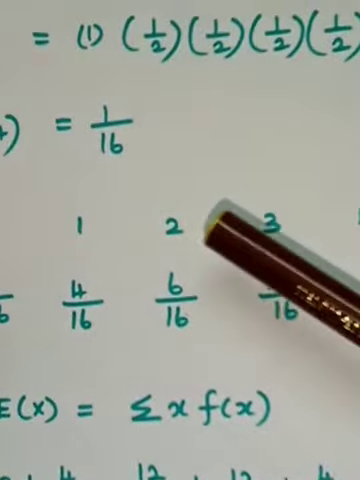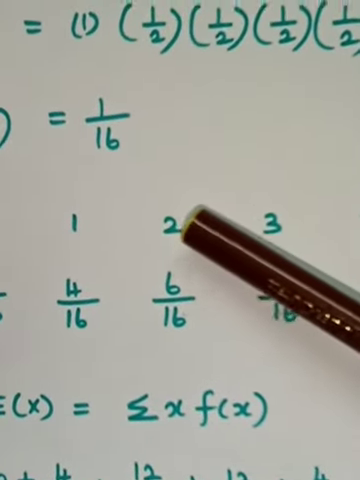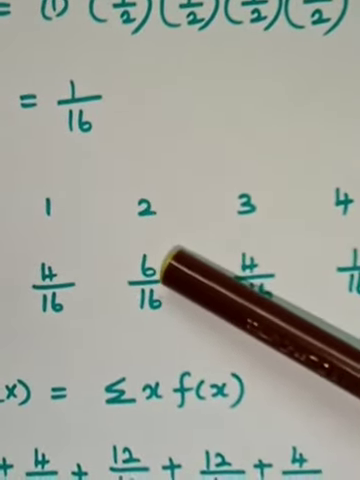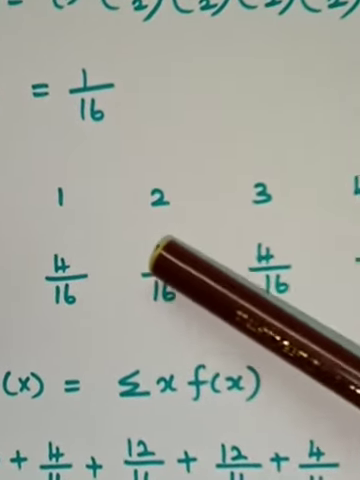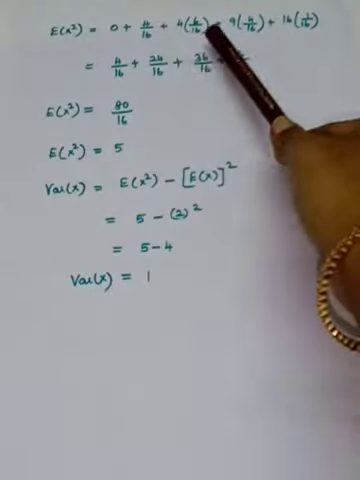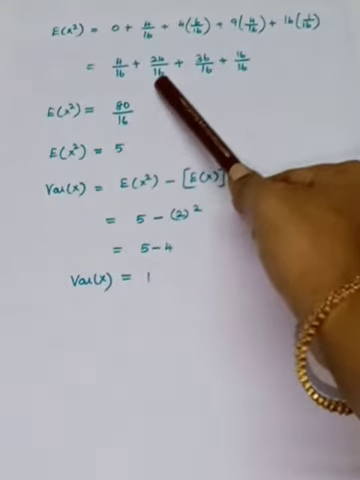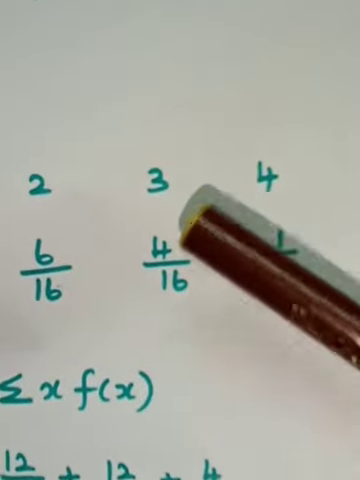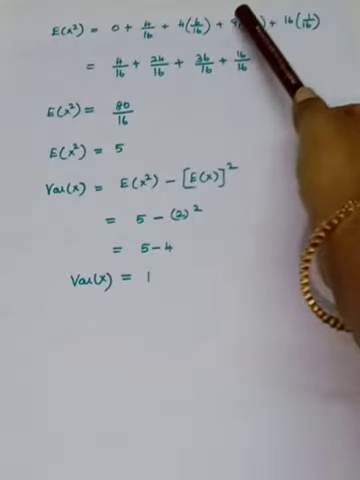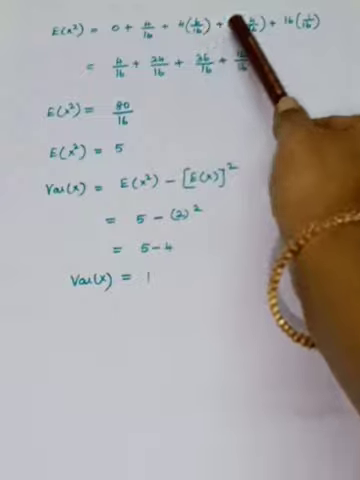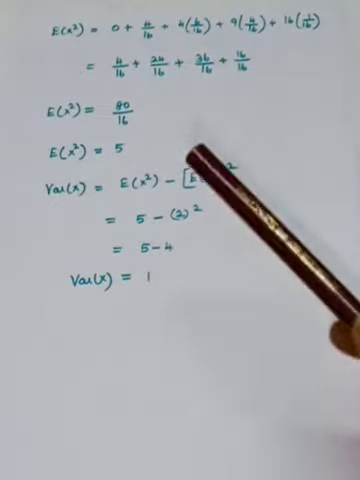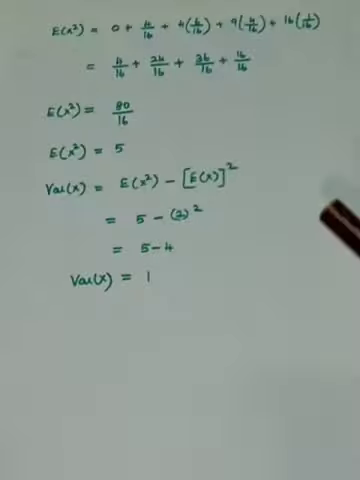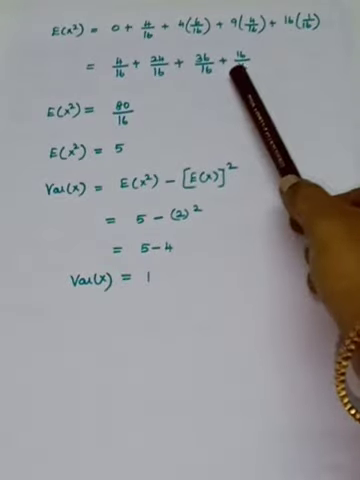Next, the 2 has to be squared. When you square 2, it is 4. 4 into 6 by 16. 4 sixes are 24, so the answer here is 24 by 16. The next one, if you square 3, it is 9. 9 into 4 by 16, that is 9 fours are 36 by 16. And the next one, if you square 4, it is 16. 16 into 1 by 16, so that is 16 by 16.